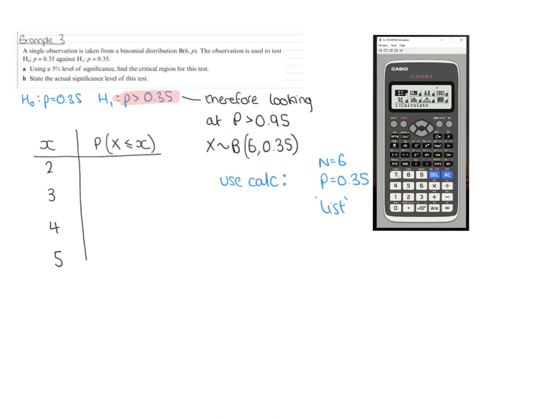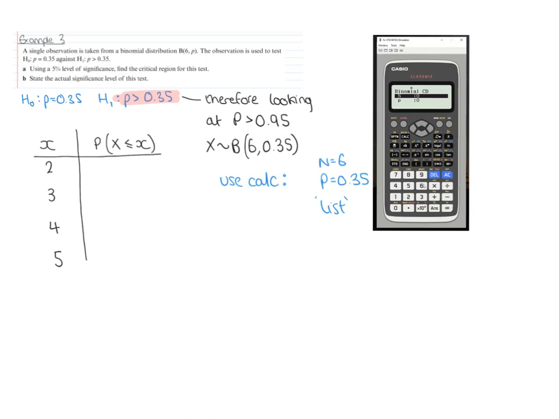So we're going to go setup, in fact menu 7, and we want to go down a page, binomial cumulative distribution. We're going to use a list function so that we can see several different values at once. And we've got 6 in total, and we're looking at the upper end, so probably 2, 3, 4, 5. We don't need to go as far as 6 because we know the probability of 6 is going to be equal to 1. Then we press equals.